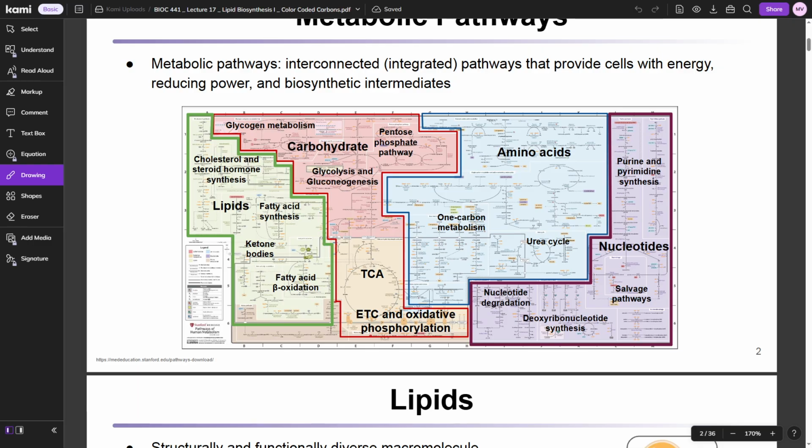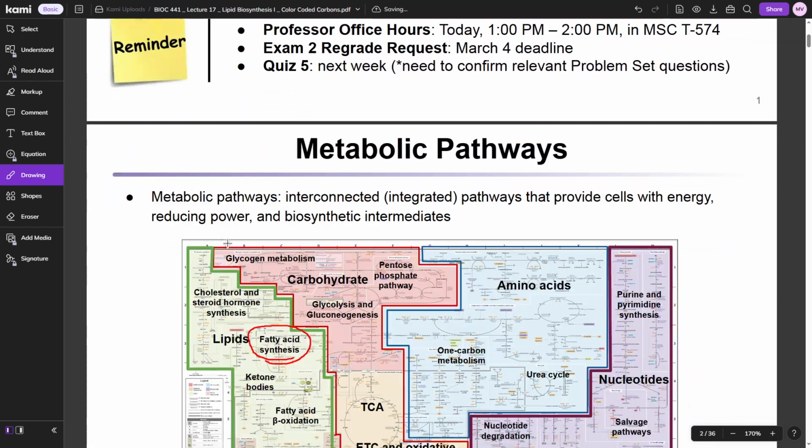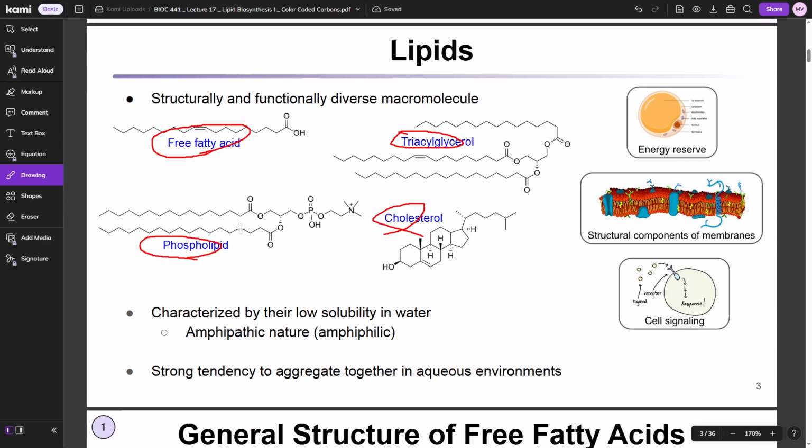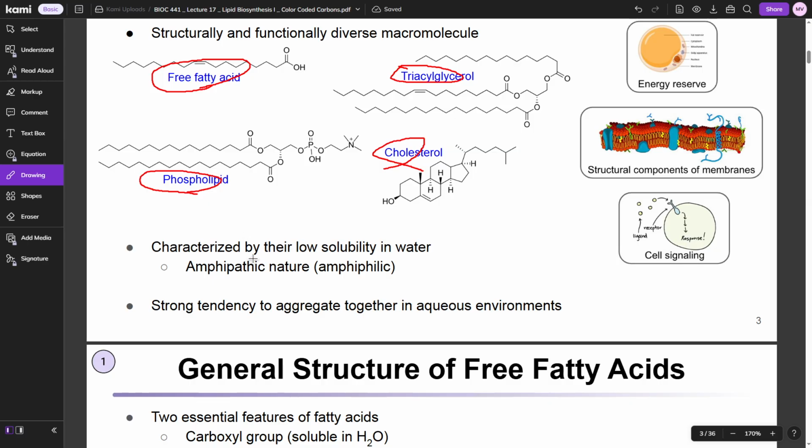So we're going to be talking about fatty acid synthesis, so this portion here, and lipids and all that stuff, so let's go ahead and talk about that. There's many different kinds of lipids. We've got all sorts of things. We've got triacylglycerols, cholesterol, phospholipids, free fatty acids, and they're characterized.